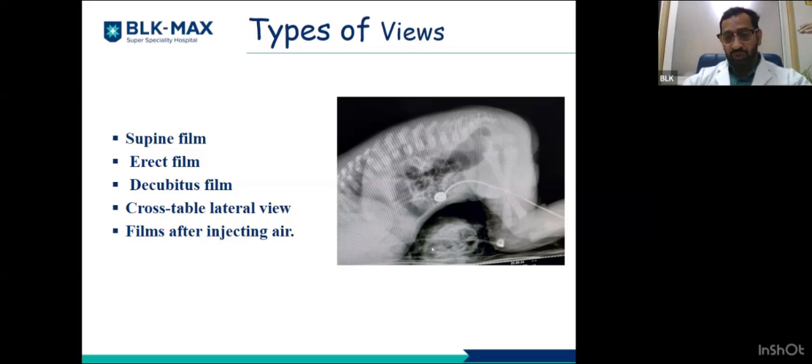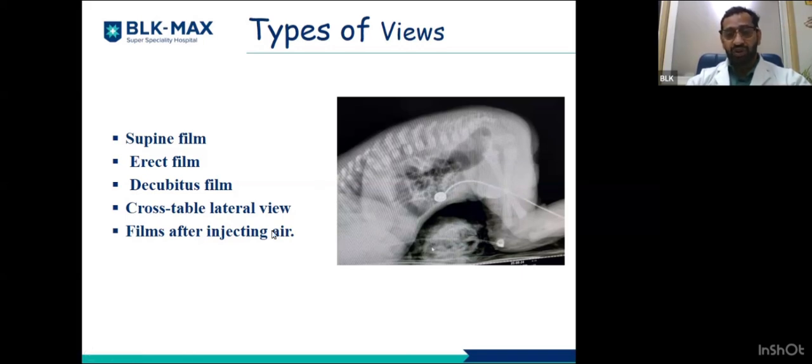A decubitus film is also sometimes ordered, especially in newborns and infants in ICU, when you are suspecting pneumoperitoneum and you are not able to take an erect film. You can see the gas under the abdominal wall, and for that we advise the decubitus film. A cross table lateral view is ordered, as you see in this image, of a child with anorectal malformation, where we have taken a cross table lateral view instead of the invertogram, which is now obsolete and which we used to do before.